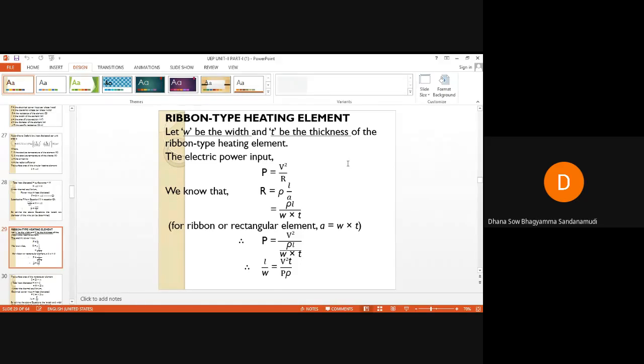The electric power is, same formula, P equal to V square by R, and R is equal to rho into L by A. For a ribbon type heating element, area is equal to width into thickness, so A is W into T. Substitute R in the above equation, similar to the circular type. You will get P equal to V square by rho into L by W T. Rearrange these terms and you will get L by W equal to V square T by P into rho.